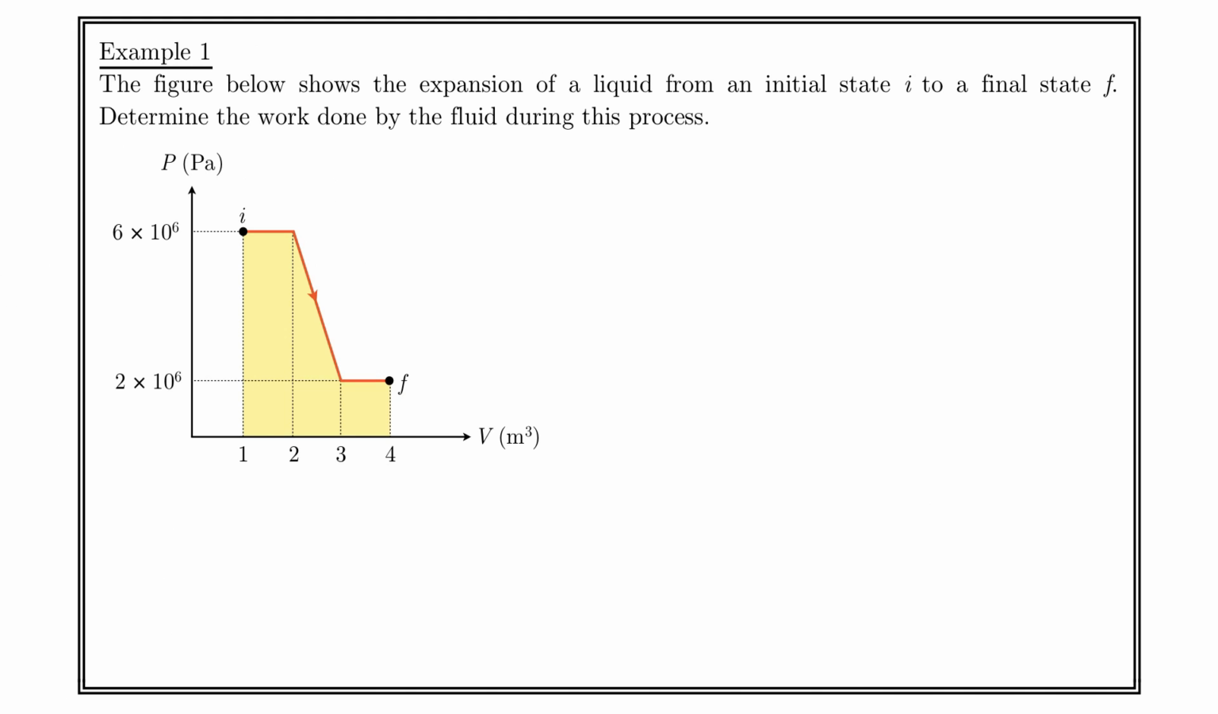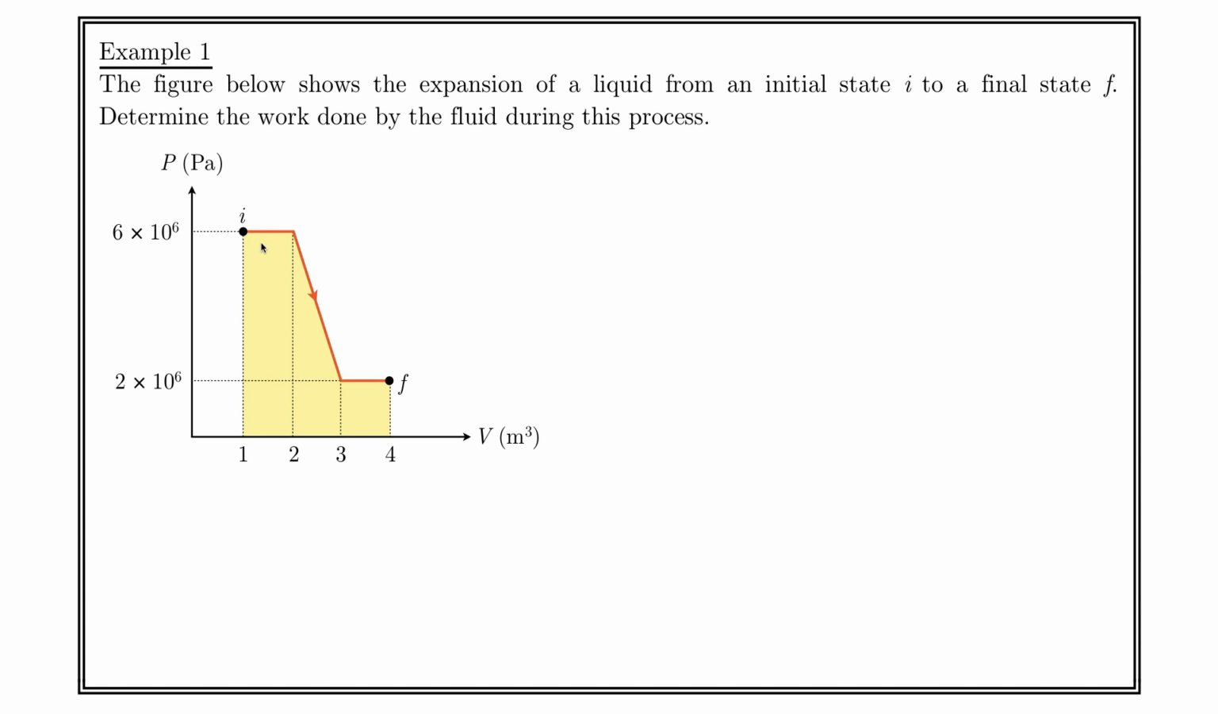Okay, so here's our first example. This figure here, from some initial state at this initial pressure and volume, makes its way to this final state at this pressure and volume. What we want to do is determine the work that's done by this fluid during this process. In order to do that, we need to figure out the area that exists under this curve, and that's going to tell us the work that's done by the fluid.